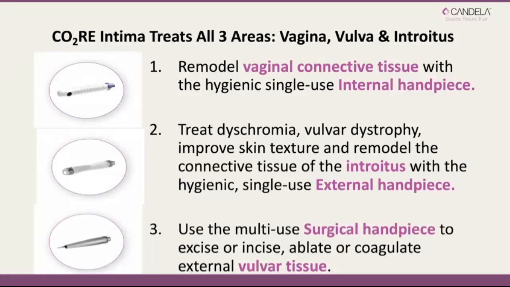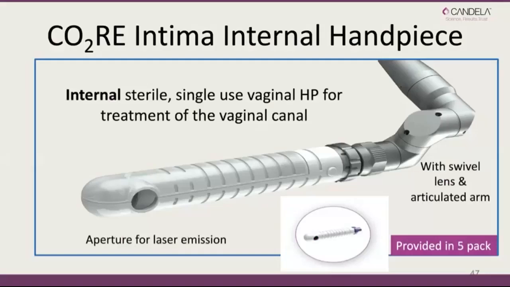We also have a multi-use surgical handpiece which can be used to excise or incise, ablate or coagulate the external vulvar tissue. So with the Co2re Intima, if you're looking at feminine rejuvenation, the difference is that we can treat every aspect of feminine rejuvenation, both internal and external. And that is the power of a true resurfacing laser as opposed to a light energy. And the other issue with those light energies is they don't really reach the temperature to truly remodel the tissue the way a fractional CO2 resurfacing device can.